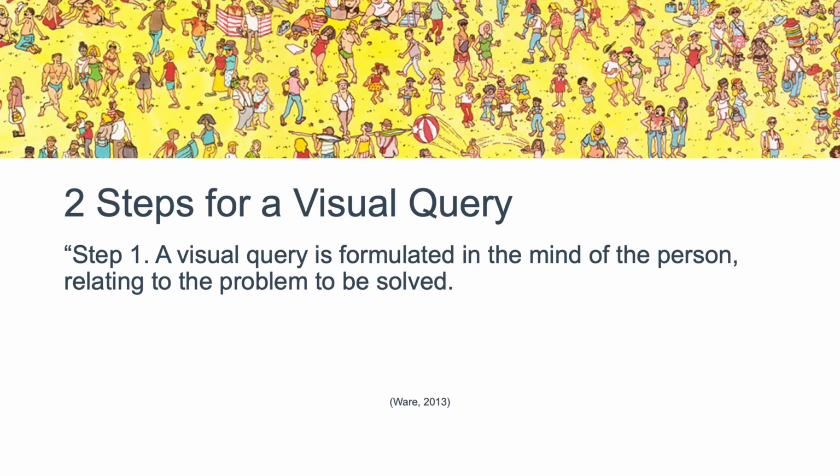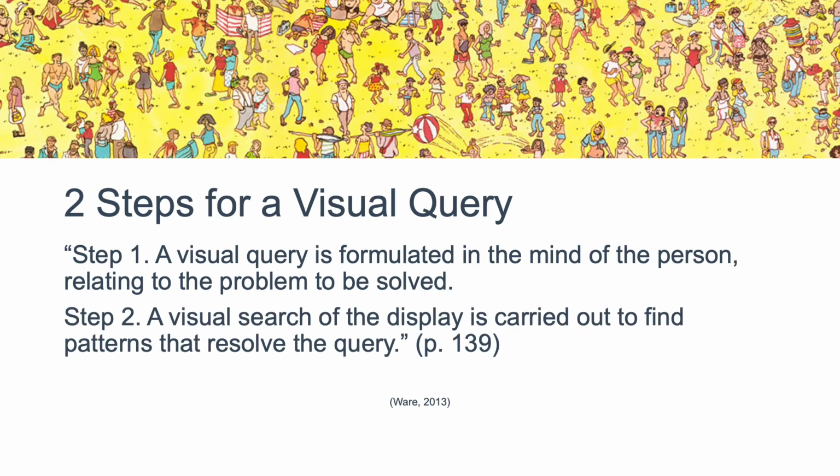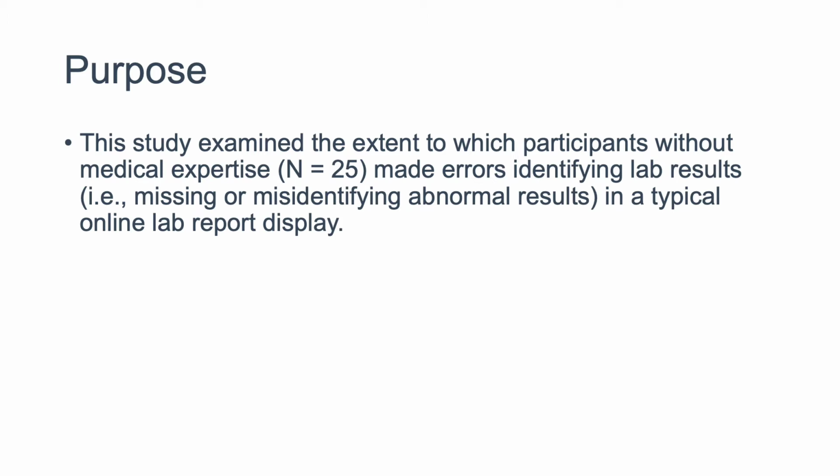There are 2 steps necessary to conduct a visual query, such as searching a display for Waldo, doing a word search, or looking for abnormal results in an online lab report. The first step is to determine what you're looking for. The second step is to look for possible targets that match the characteristics of what you're looking for. This study examined the extent to which participants without medical expertise made errors identifying lab results in a typical online lab report display.